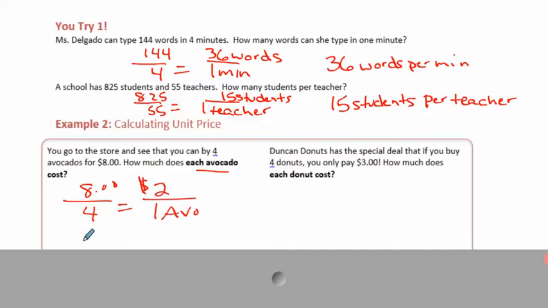And of course, you could have figured that out without writing it out, but you need to make sure that you understand how to write out that ratio for when they get more difficult, okay?